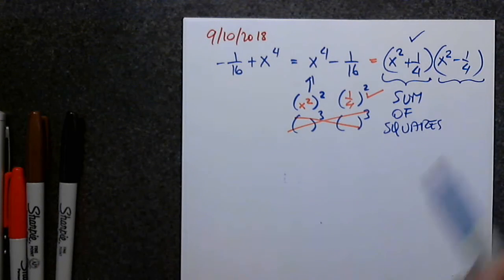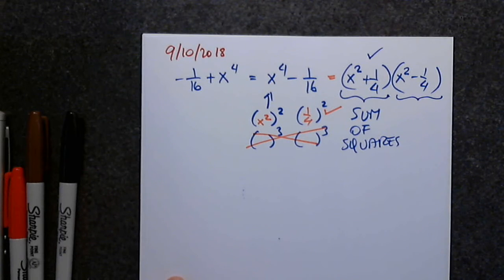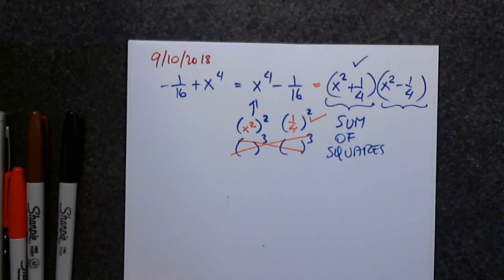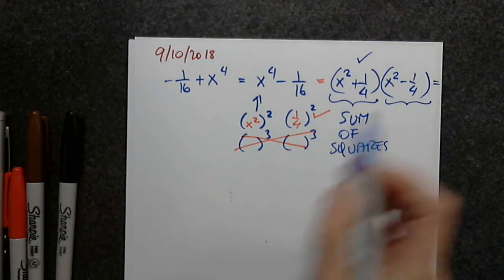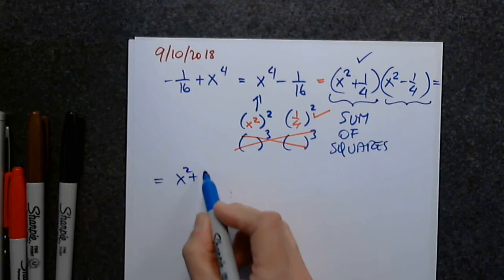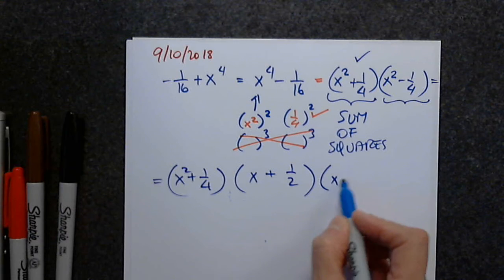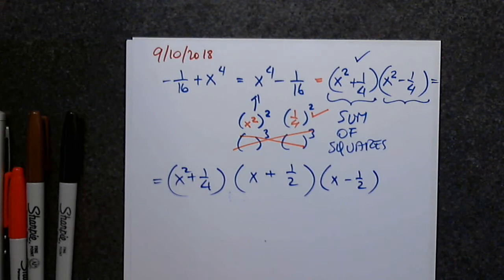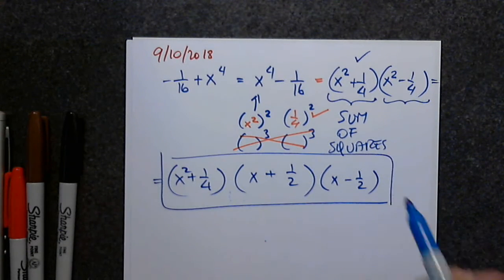But what about this? So how do I factor x squared minus 1/4? X squared, x minus 1 over 2. Very good. It's the difference of squares again. Yes, x plus 1/2. The order is not important. We can write x minus 1/2 times x plus 1/2. Good. So this is fully factored, and there is nothing else we can do here.